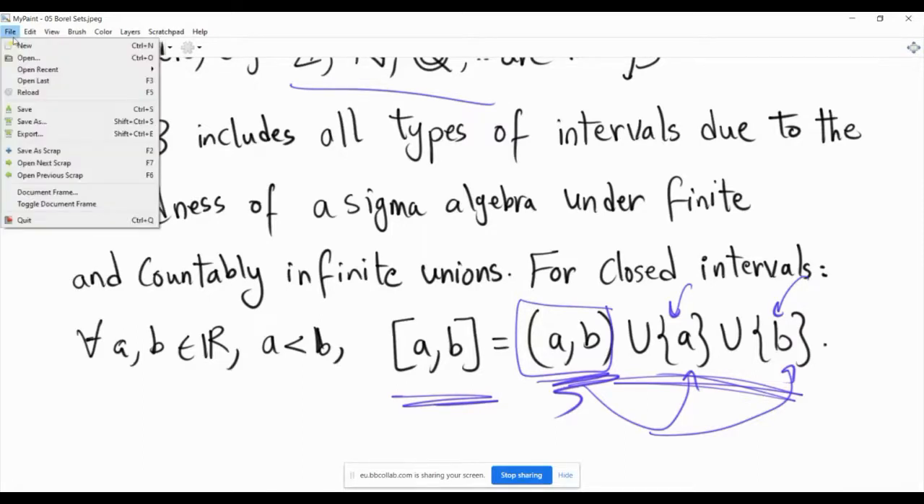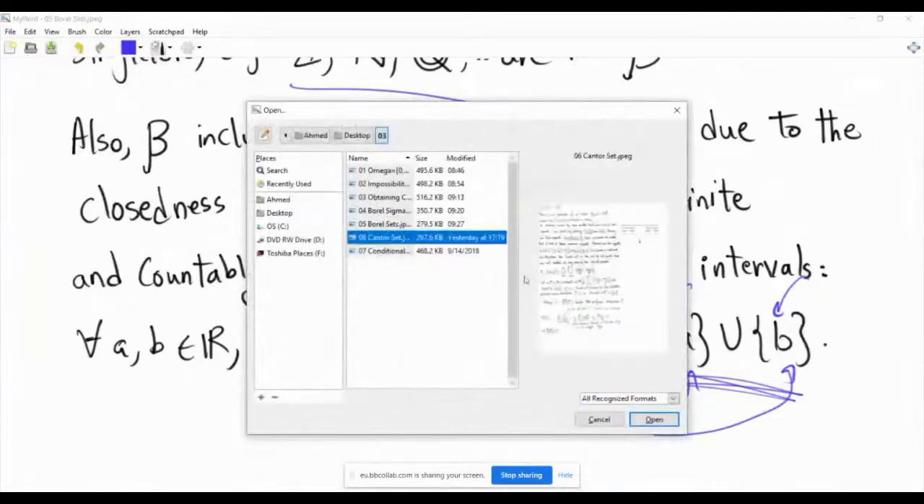So let's take one of them, the Cantor set.